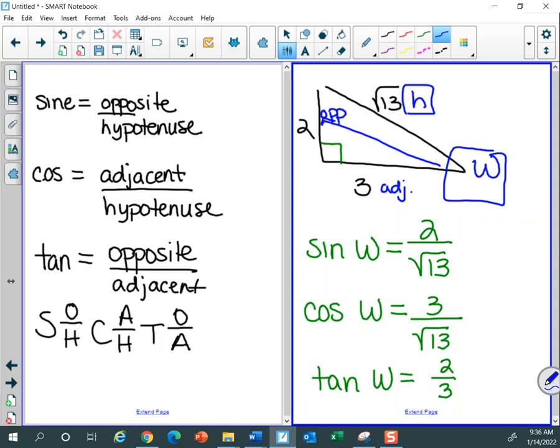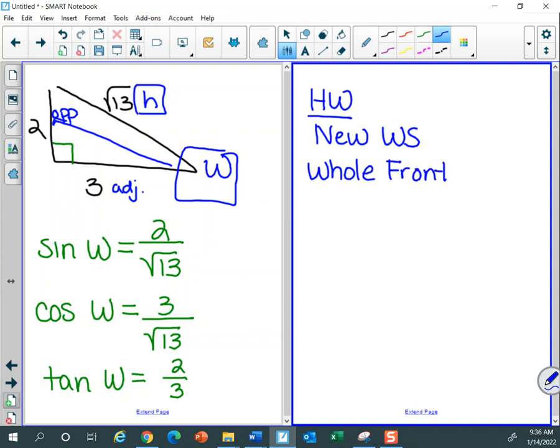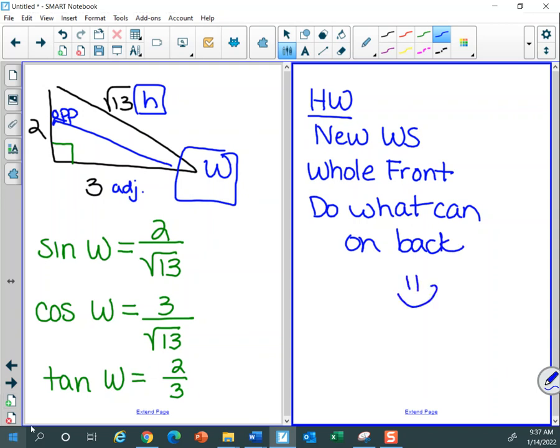So we're turning in the packet, and we're going to remember that. I'm going to write down, and I will post the video, and I'll write down the video. So homework. There's a new homework worksheet. Whole front. And do what you can on the back. And you're going to have your computer all ready.